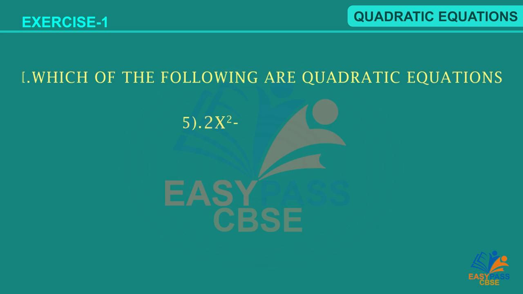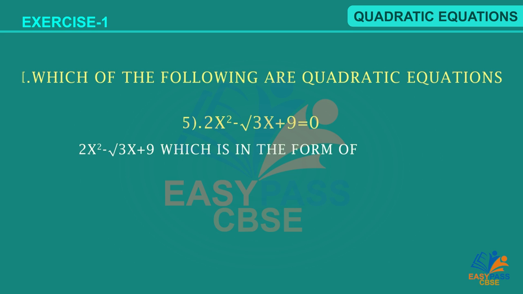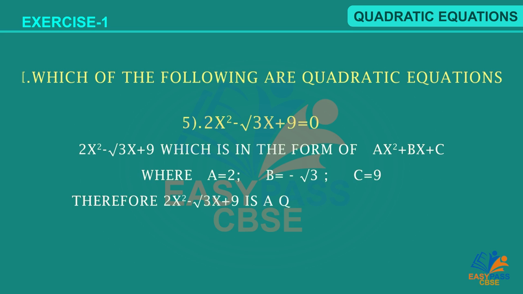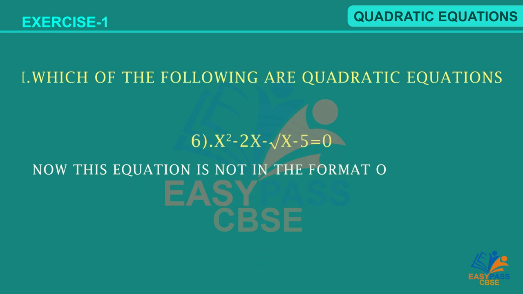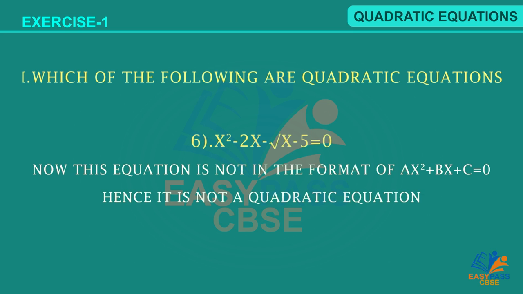Fifth one, 2x square minus root 3 x plus 9 is equal to 0. This is in the form of ax square plus bx plus c, where a is equal to 2, b is equal to minus root 3, c is equal to 9. Therefore, 2x square minus root 3 x plus 9 is a quadratic equation. Next, sixth one, x square minus 2x minus root x minus 5 is equal to 0. Now, this equation is not in the format of ax square plus bx plus c is equal to 0. Hence, it is not a quadratic equation.